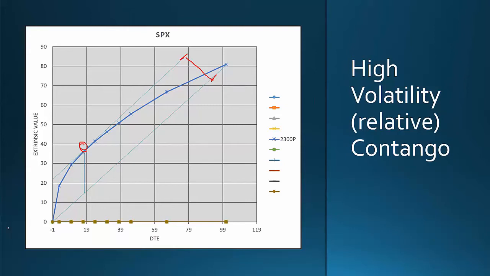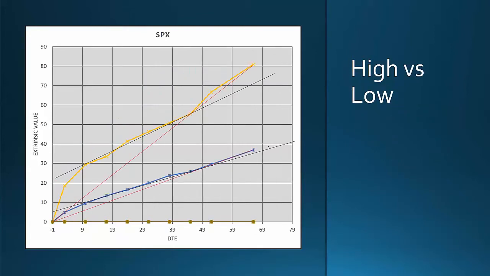Okay, so let's have a full comparison. Let's graph two contango curves on top of each other, high volatility and low volatility, and compare and contrast the two. In the yellow, we have a high volatility contango and in the blue, a low volatility contango. I put some lines on here so we can use some reference points, so we know where slopes are and what time is perceived at any given time.